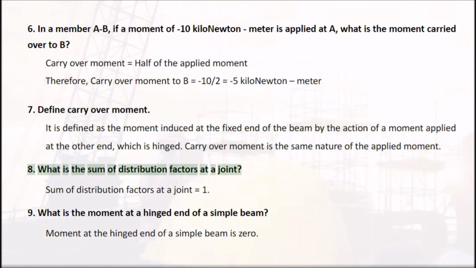8. What is the sum of distribution factors at a joint? The sum of distribution factors at a joint equals 1. 9. What is the moment at a hinged end of a simple beam? The moment at the hinged end of a simple beam is 0.